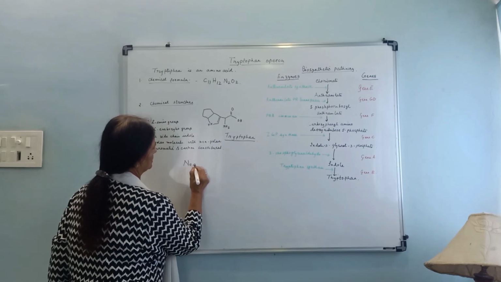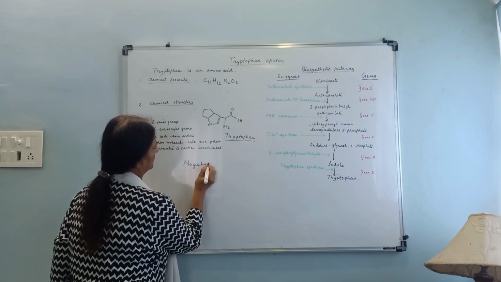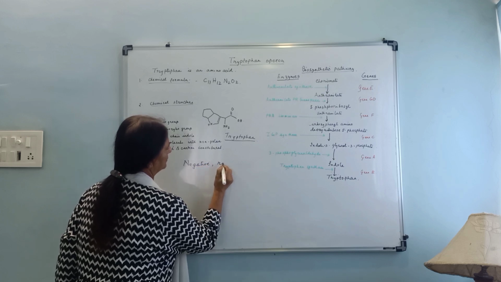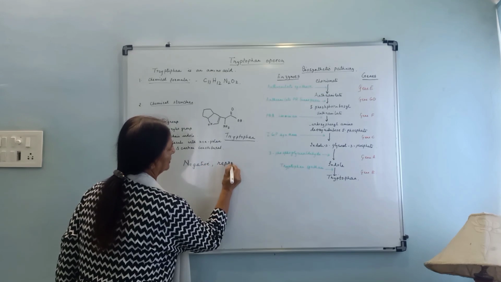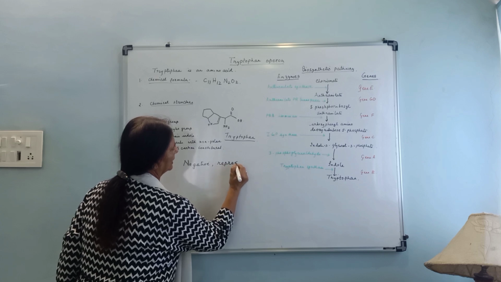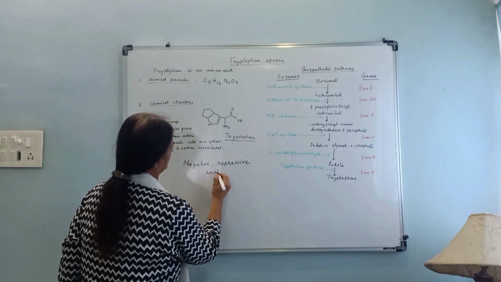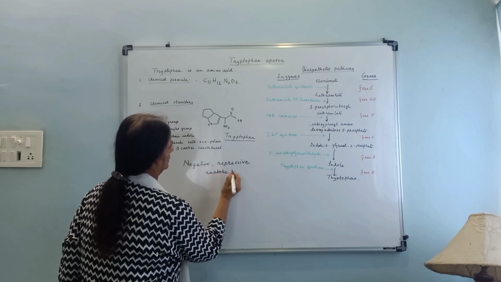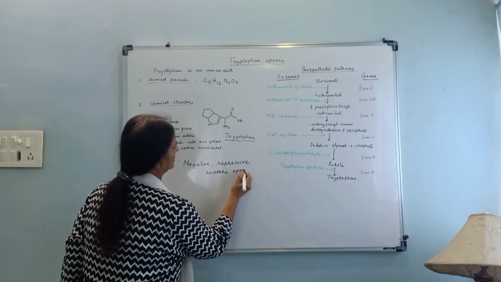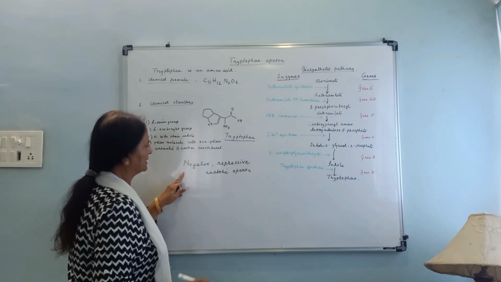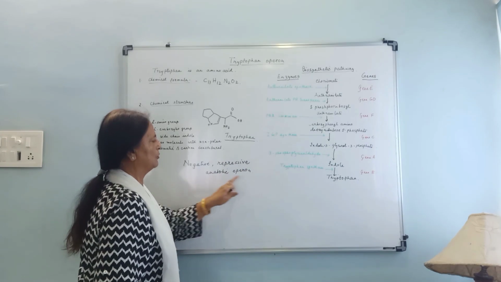Tryptophan operon is a negative repressive anabolic operon.